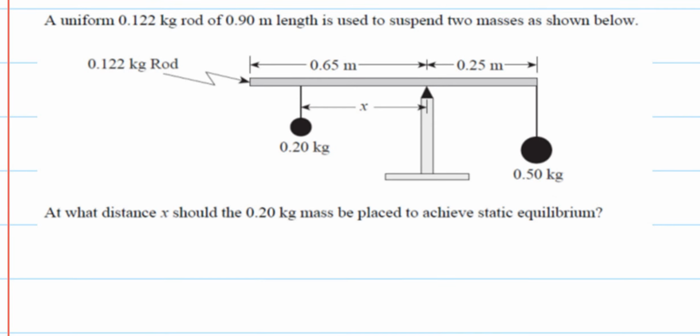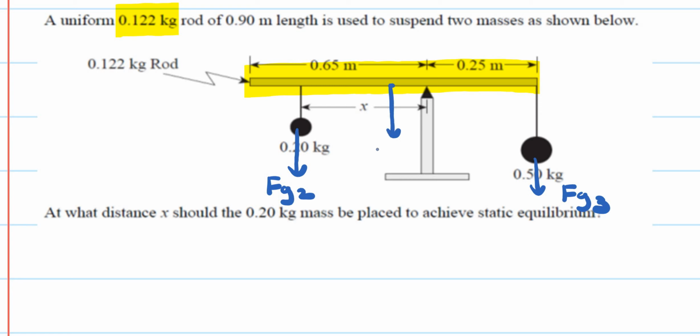And let's go ahead and draw a free body diagram here. So I'll call this FG2. I'll call this FG3. And since this uniform rod right here has a mass of 0.122 kilograms, it has a center of gravity. So I'm going to put that somewhere over here, and I'll call this just FG1.